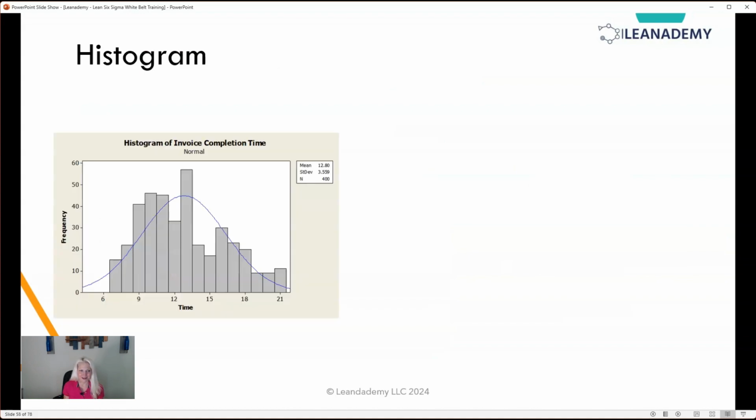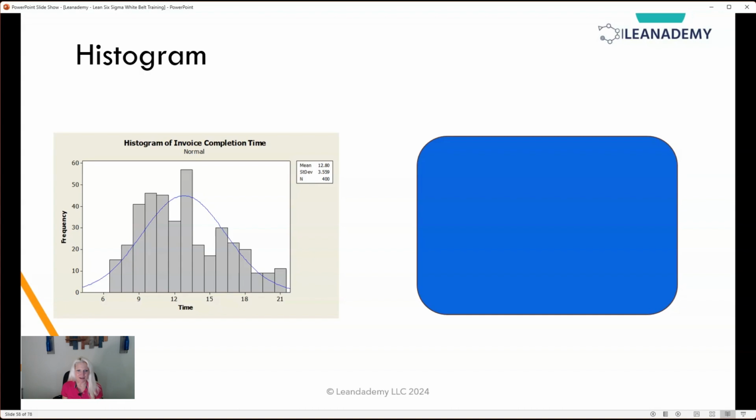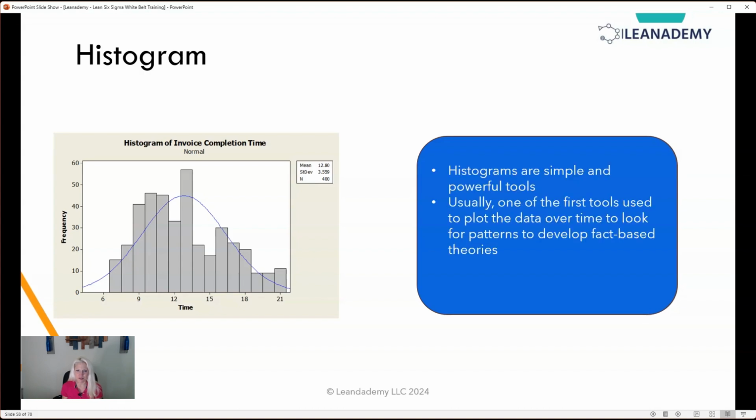So what is a histogram? A histogram is a simple and powerful tool. It's usually one of the first tools we use to plot the data over time, to look for patterns, to develop fact-based theories, right? So a pattern of variation can lead us to discover additional patterns.